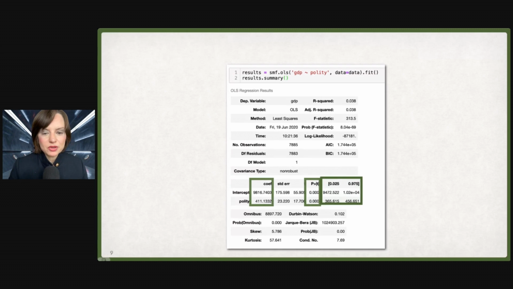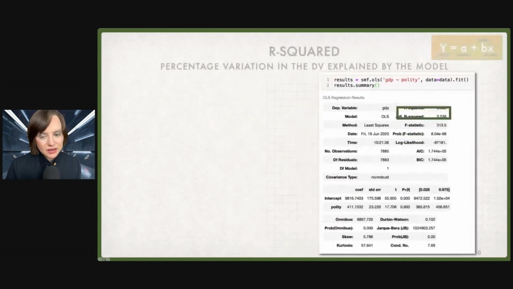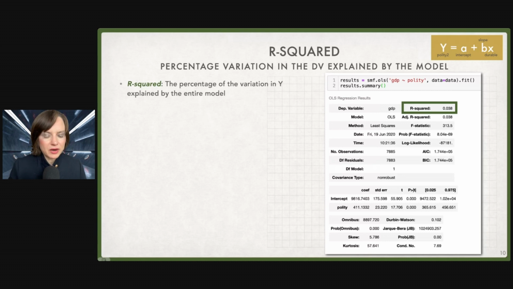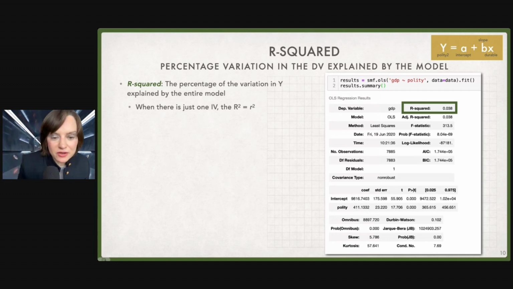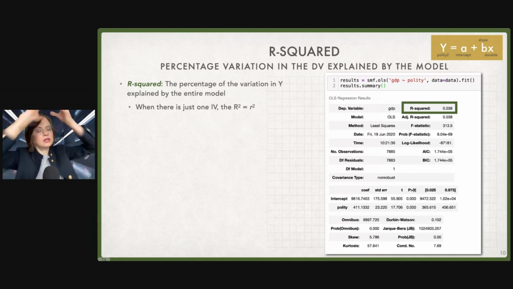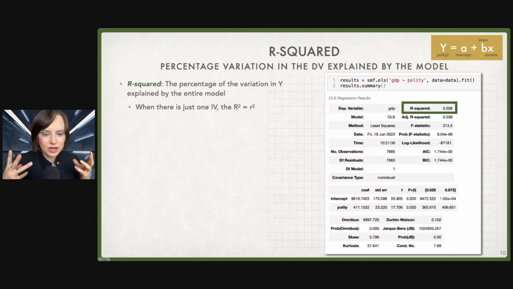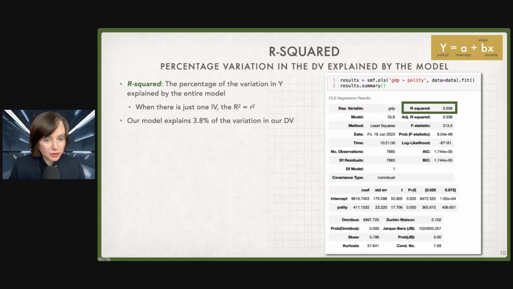I want to jump up to the last little piece that we'll focus on for our purposes right now. So let's talk about the R squared. R squared is the percentage of the variation in Y that is explained by our entire model. When there is just one independent variable, such as here, which is the polity score, the capital R squared equals lowercase r squared, which, if you watched 2 videos ago, the video on correlation, is the correlation coefficient. The correlation coefficient squared, the Pearson's correlation coefficient squared, is our capital R squared. Awesome, amazing. I just like it when the world comes together. What does this mean? How do we interpret our capital R squared?